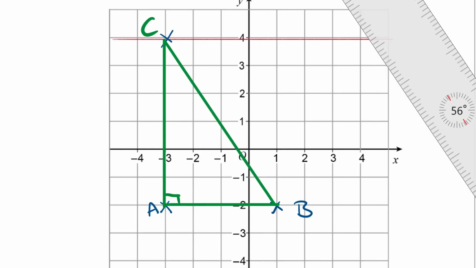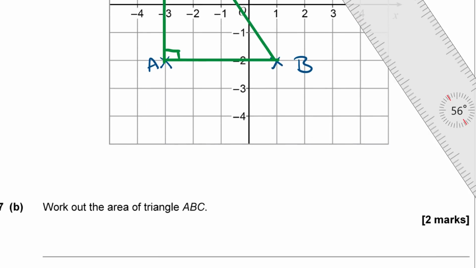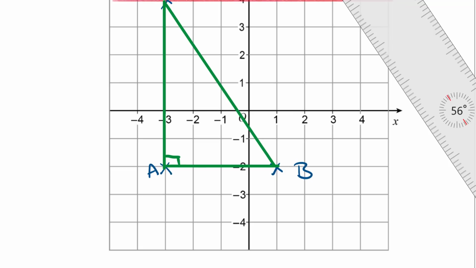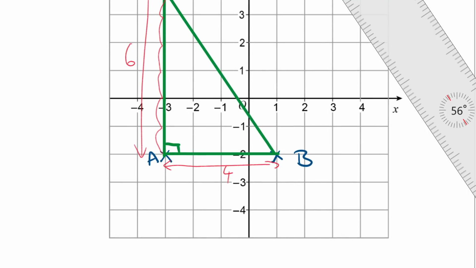There's my right angle. Okay, so then next it says work out the area of triangle ABC. Well, the area of a triangle is given by the formula half base times height. Now the base is this line here, isn't it? And that is 1, 2, 3, 4 units across. The height of my triangle is this side, and using the squares to count up 1, 2, 3, 4, 5, 6. It's got a height of 6. So height 6, base 4.